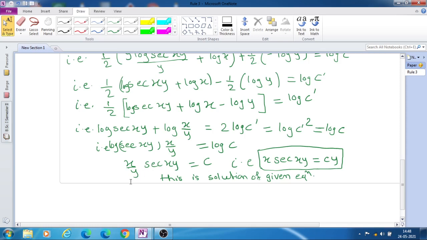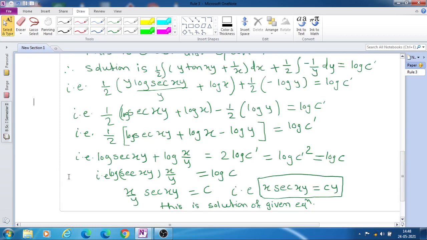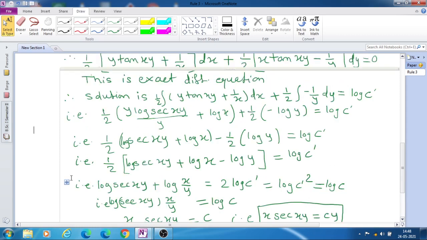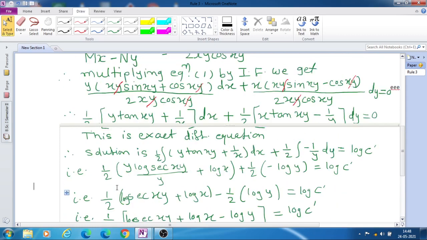We multiply the equation by y and we get x into sec xy is equal to c into y, which is the solution. So this is the method how to find the integrating factor and then how to solve the given equation.